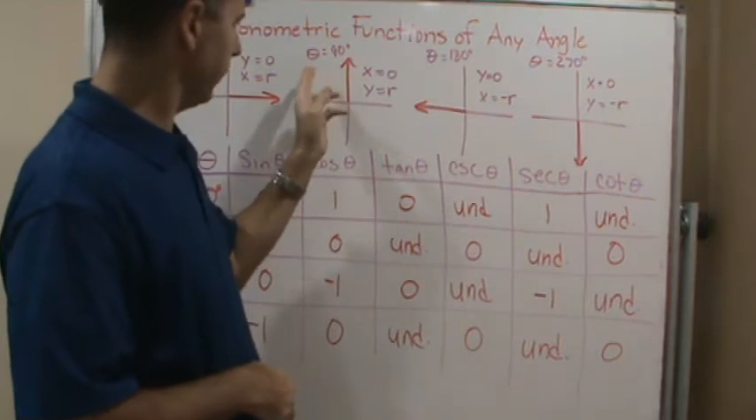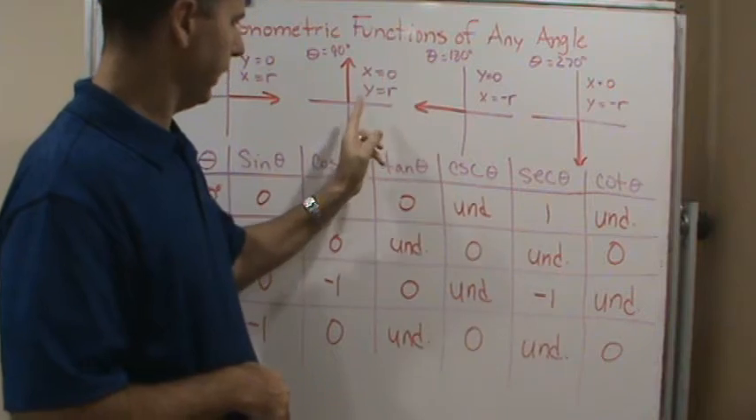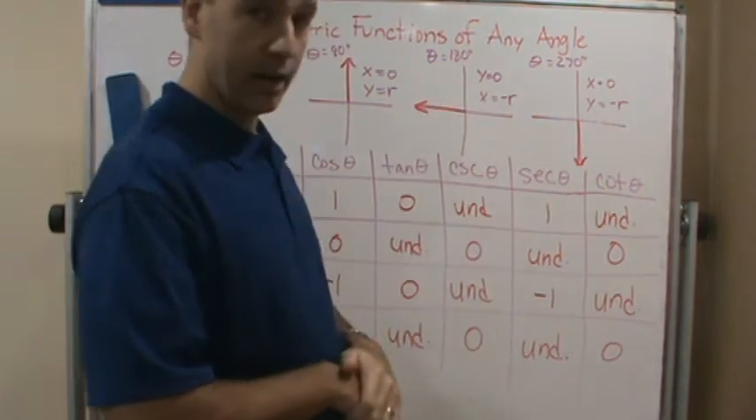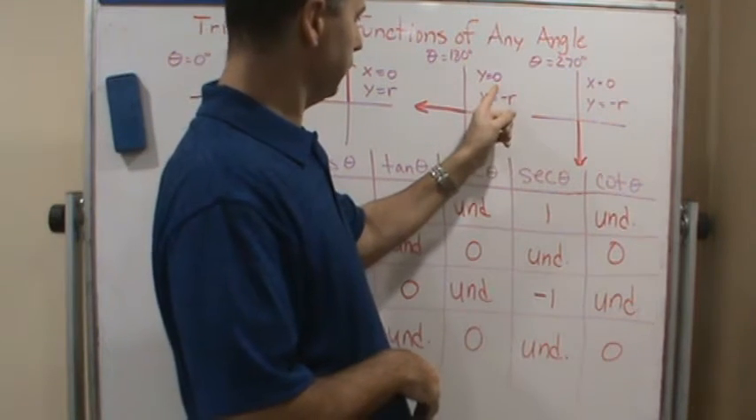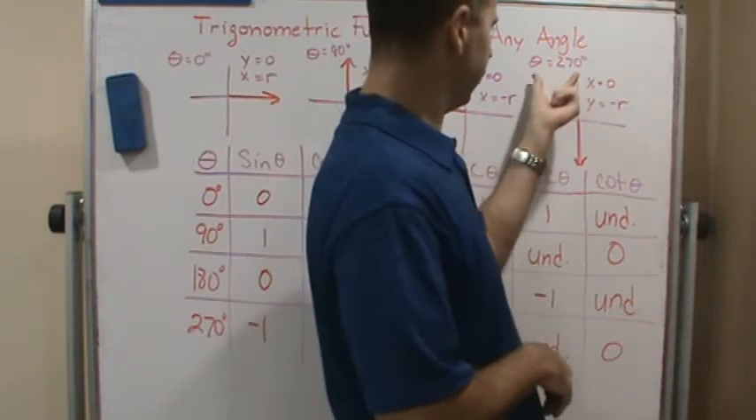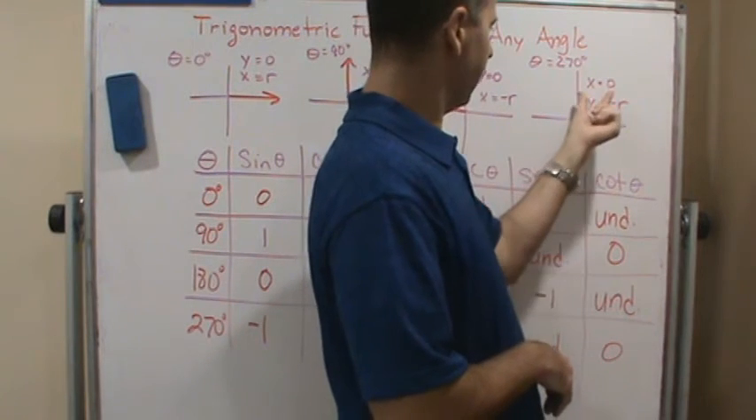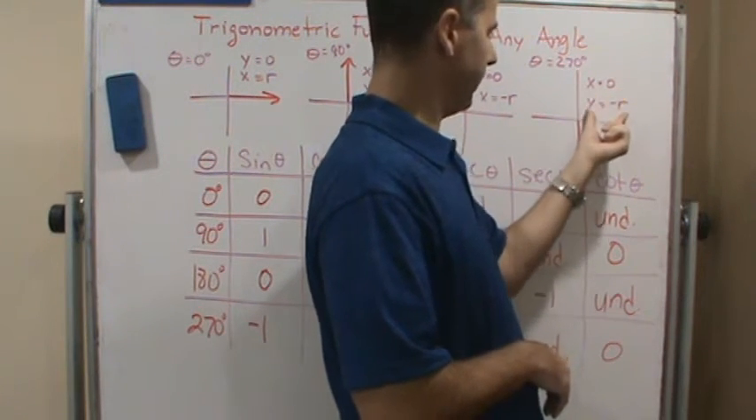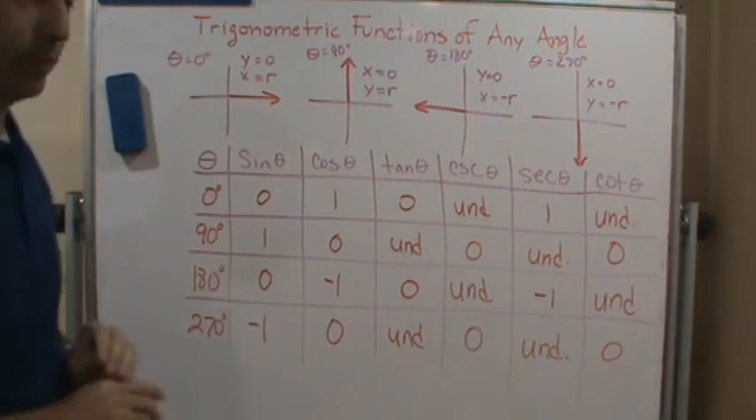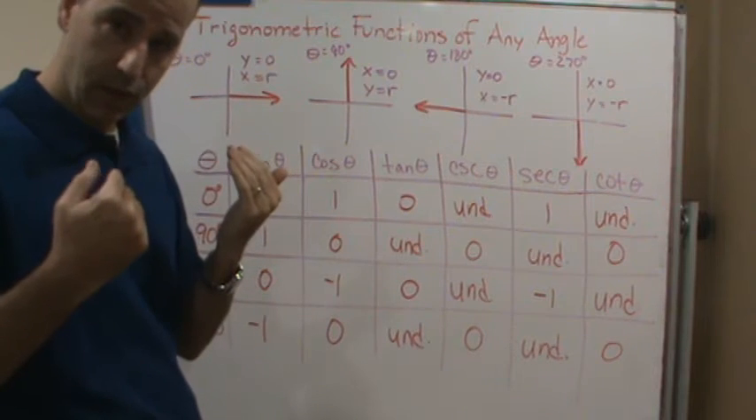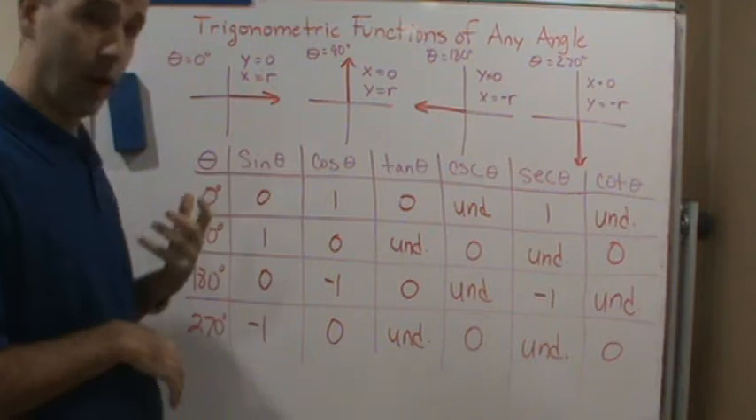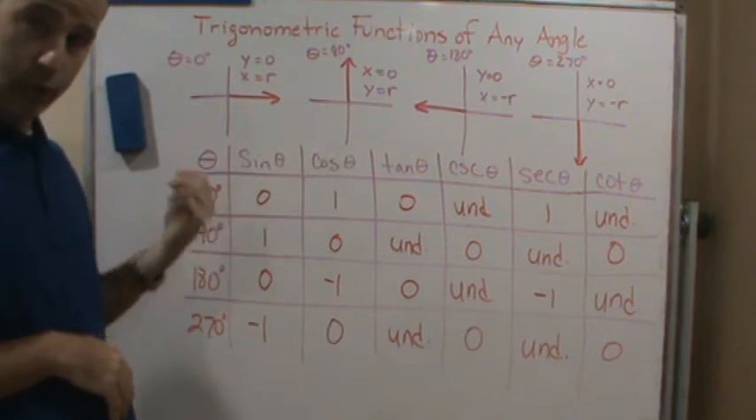When it's a 90 degree angle, you have x equals 0 and y equals r. When theta is 180 degrees, then y equals 0, but x equals negative r. And then finally for 270 degrees, x is 0 and y equals negative r. In all of these cases, you just have to think about the ratios of x, y, and r. So again, sine is going to be y over r.